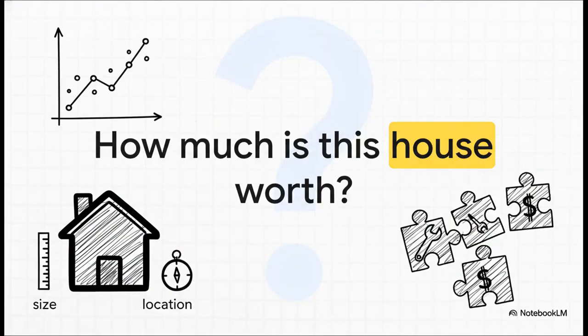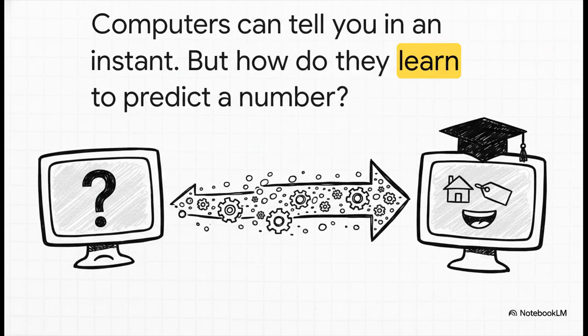How much do you think it's worth? It's a tricky question. You've got to think about the square footage, the neighborhood, the number of bedrooms, maybe even the age of the roof. How on earth can a computer take all those little details and boil them down into one single accurate number? Because they can, and they do it in an instant. But the real question, the one we're diving into, is how do they learn to do that?